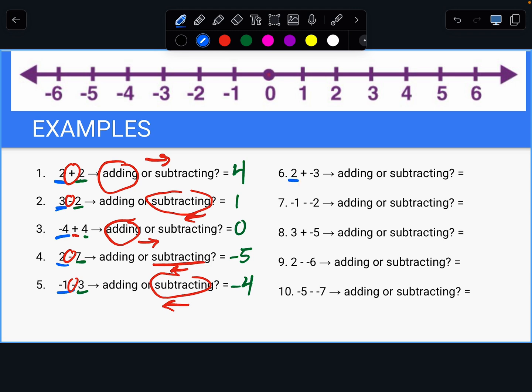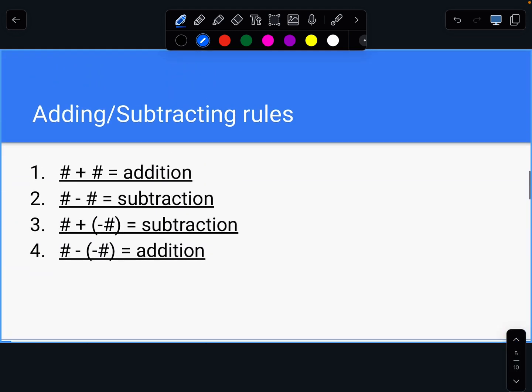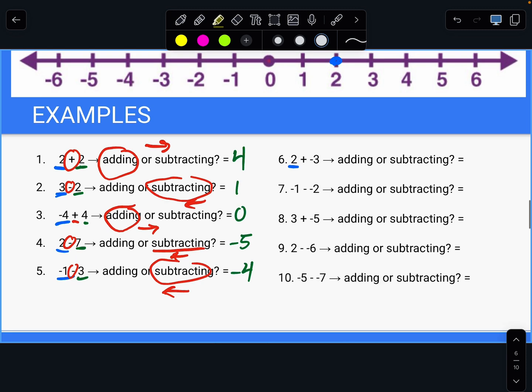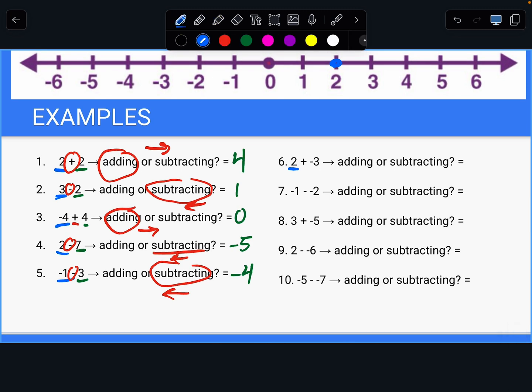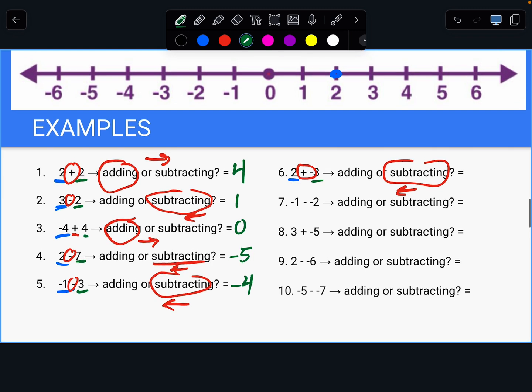Okay, we start at 2. We have plus a negative 3. Okay, if you need to, review. Plus a negative here is a subtraction problem. So even though there's a plus sign, we're adding a negative. So that means we're actually subtracting. And subtracting means that we are going to the left. How many times are we going to the left? We're going to the left 3 times. So we're starting at 2, going to the left 1, 2, 3. We end up at negative 1.